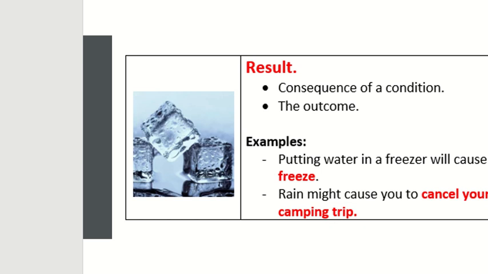I apologize. The result is a consequence of the condition or the outcome. So for example, putting water in a freezer will cause it to freeze. Rain might cause you to cancel your camping trip. So freeze is the consequence of a condition or the outcome, and canceling your camping trip is also a consequence of a condition or the outcome. Now, go to the next slide and you will see there is a quick little quiz for you to do.